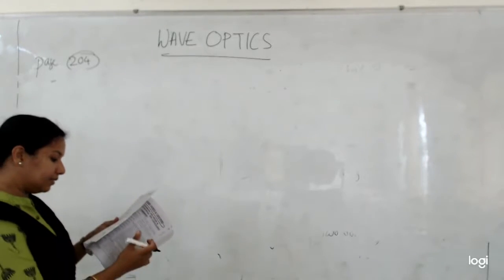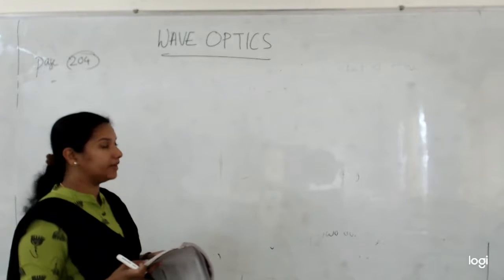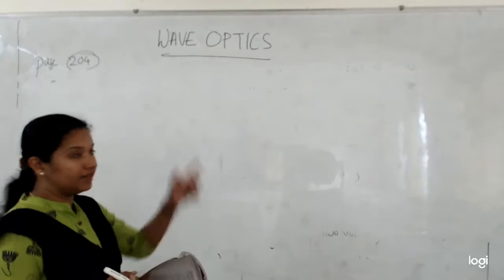But in Young's double slit experiment, we know that it is like a parabolic or hyperbolic shape that is coming. And it's very far, so we take it as straight.